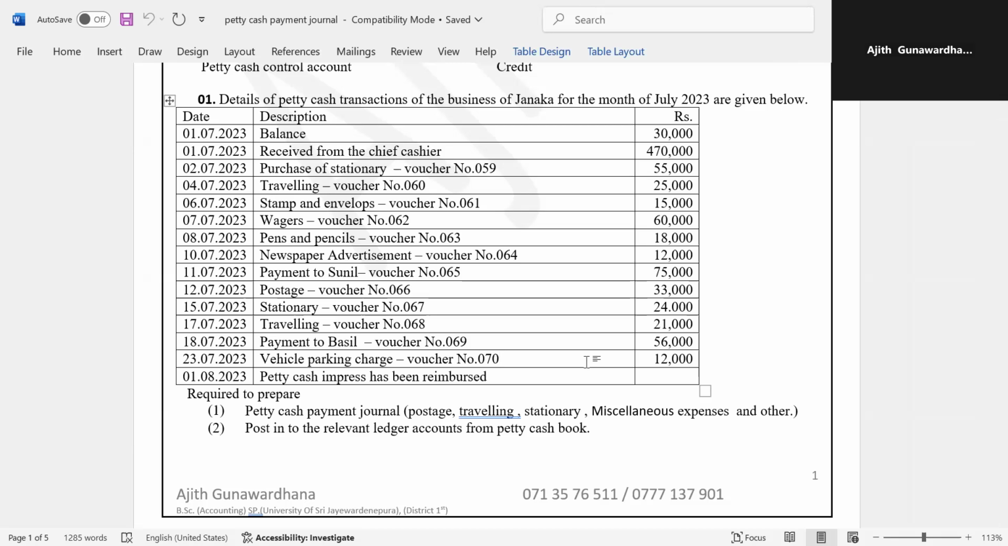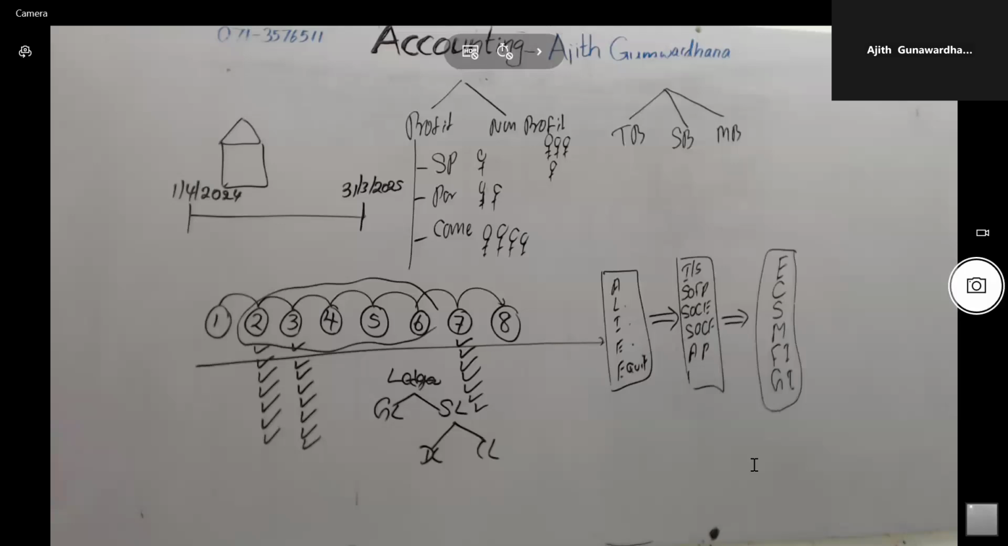Separate columns for date, voucher number, description, and total value. After that, total value should be analyzed as postage, traveling, stationery, as well as miscellaneous, as well as other. Think, in the other column should be recorded payment for creditors and payment for non-current assets if it is given.